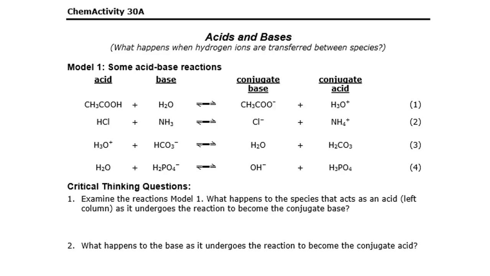So acids and bases. Model 1, there are 4 reactions. Question 1 says, examine those reactions. What happens to the species that acts as an acid in the left column as it undergoes the reaction to become the conjugate base in this column? Pause the video and write a sentence.